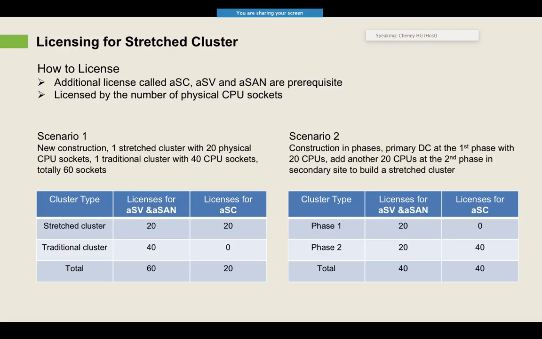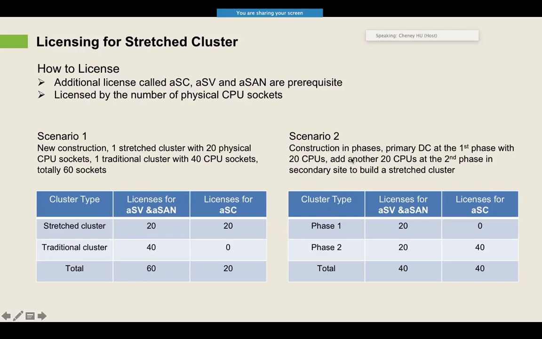One traditional cluster with 40 CPU sockets, and one stretched cluster. In this particular case, the aSC license will be 20 because the customer only has a stretched cluster with 20 physical CPU sockets, right? So the aSC is 20, and because aSC also requires ASV and aSAN to function, there has to be 20 ASV and aSAN for that stretched cluster.